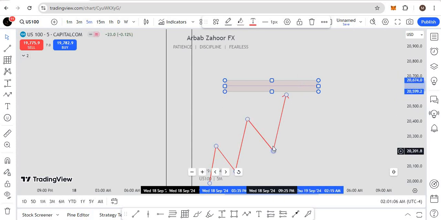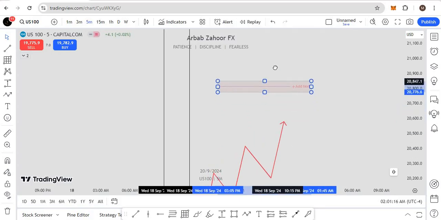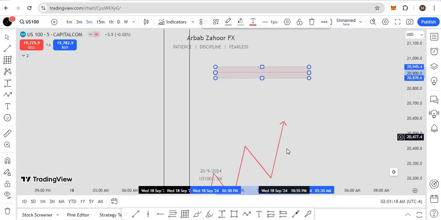So you will mark out the breaker, fair value gap, inversion fair value gap, and order block in the leg here, and the higher time frame on the left side here also. So if price retraces, and if expansion, where does it want to go? That's the thing.